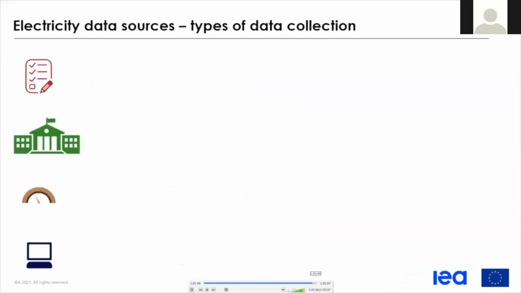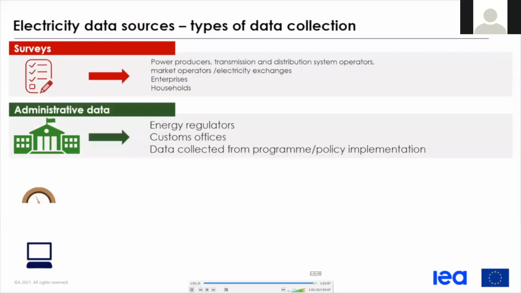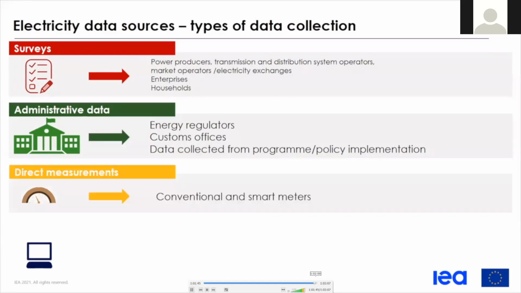Now we will briefly discuss the possible electricity data sources for your data collection. We already discussed this before. You can use surveys toward power producers, enterprises, households, or market operators to collect from them on a regular basis data on the value of production or consumption. You can use administrative data from energy regulators, customs offices for trade, and data collected from program and policy implementations to check the efficiency of specific policies.